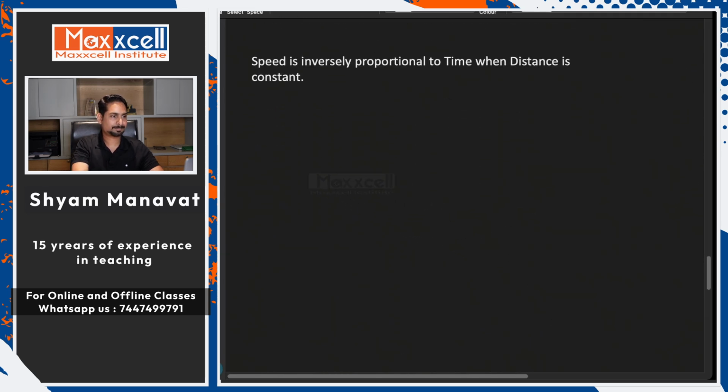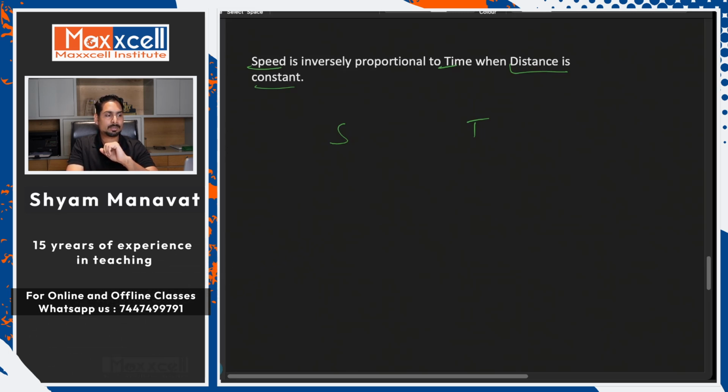Another concept is speed and time. What is the relation between speed and time when distance is constant? So you will find here the relationship is inversely proportional. How? Think about it.